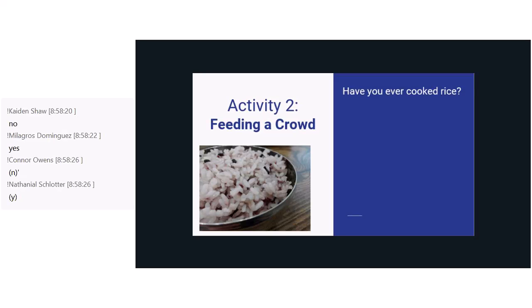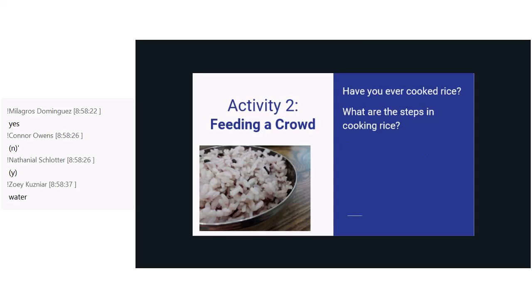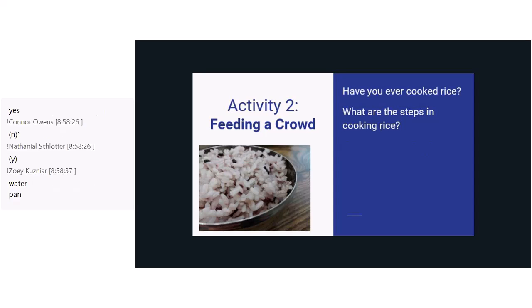Yes, but failed. Yeah, cooking rice requires a couple of things. So what are some of the steps to cooking rice? What do we need? We need water. We need heat. Right? Some sort of heat, a pan, something to cook it in. Yeah, so heat, water, and a pan or a bowl dish of some sort.